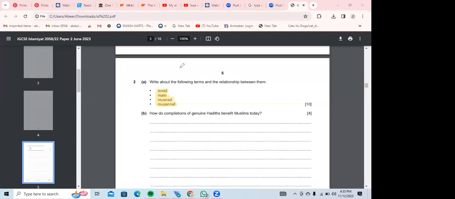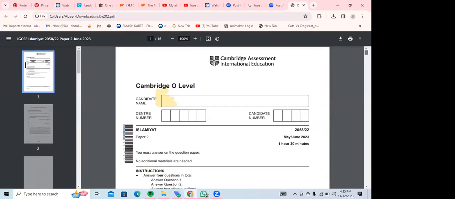Oh, and yes, one thing I want to tell you: if you are from core or extended, do keep in mind that, as you can see right here, there is 2058/22. If you are extended in paper one, you see 2058/12. If it is /11, that is core. That is not yours. Okay, your paper is extended, and your number is 12. And the same thing goes for that.